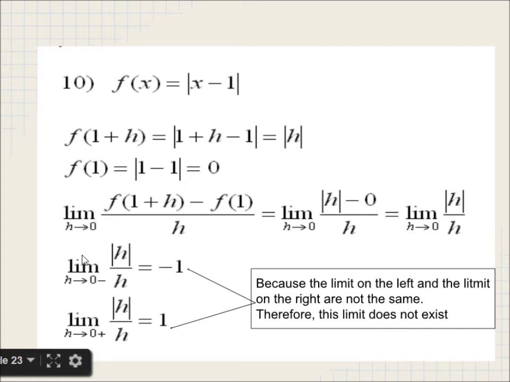Because h approaches 0, whenever there is a mod, that is an absolute value, you have to calculate 0 minus and 0 plus. So for 0 minus it is minus 1, for 0 plus it is 1, because whenever you break the mod you have to consider both minus and plus values. Since both the values are different, we know that it is not defined.